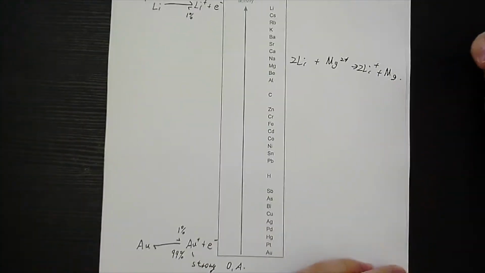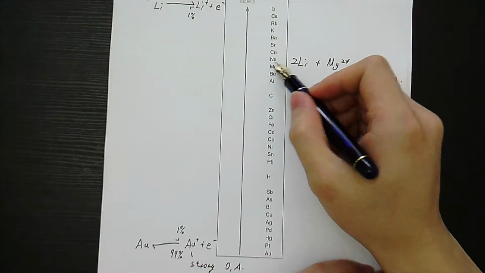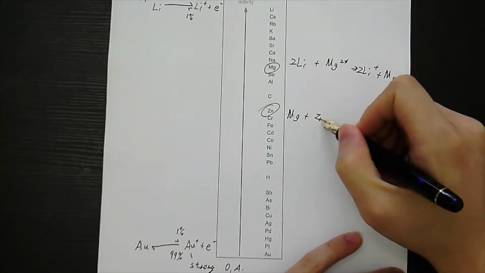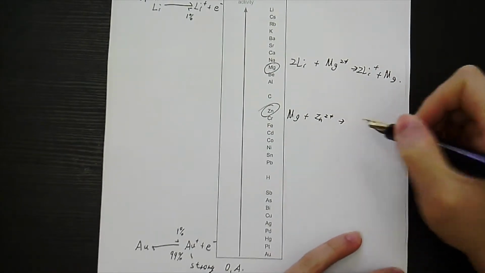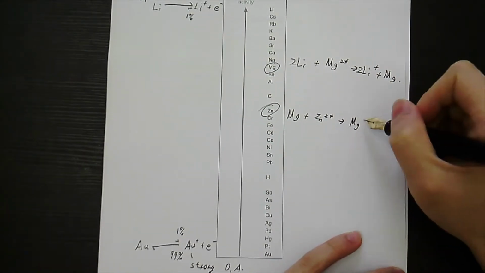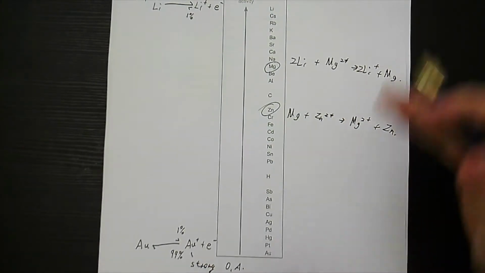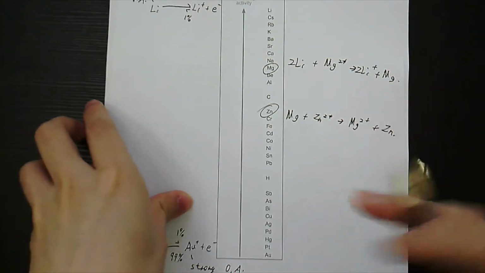One more example. Let's say magnesium and zinc, right? Magnesium can reduce the zinc ion. So magnesium is oxidized to magnesium ion, and zinc ion is reduced to zinc, right? Like this. So let's go back to this MC question.